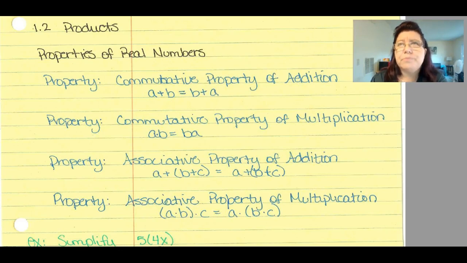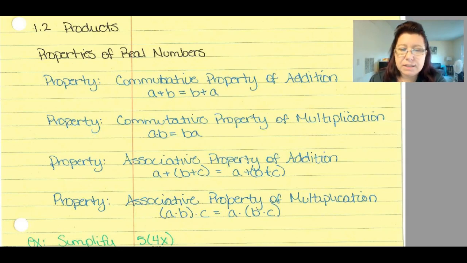Now, I want to stress that this is over addition and multiplication, not subtraction and division. But with subtraction and division, we can change a subtraction problem to the addition of the opposite. And a division problem, we can change to a multiplication of the reciprocal. So as long as we rewrite the problem in terms of addition and/or multiplication, then we can utilize the commutative property. The associative property of addition just means we can regroup.